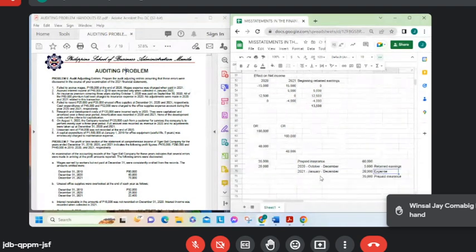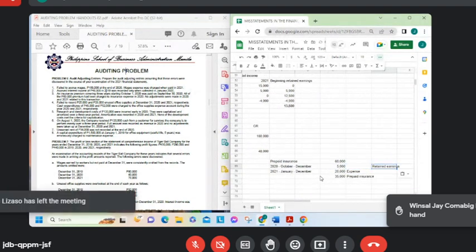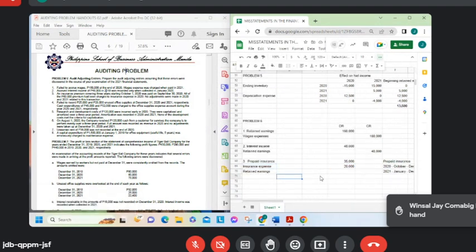Tama pala yung ano kanina, for the difference. So it means in 2020, here there is an understated net income, no, amounting to 55,000. So that's the difference of the 60,000 and the 5,000 supposedly expense, and therefore that should be adjusted in the retained earnings during the current year. So a credit to retained earnings amounting to 55,000 pesos.